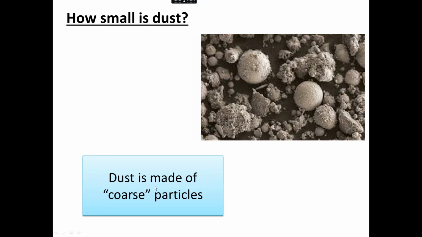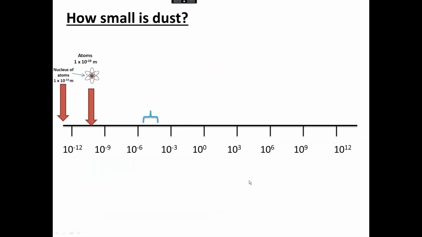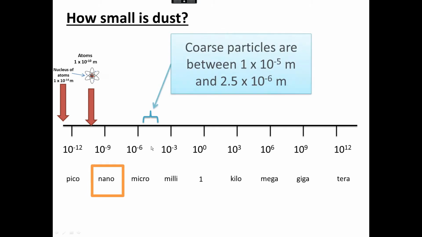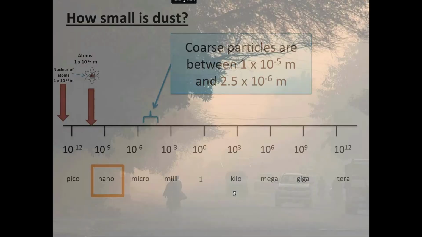Well, dust is a type of particle called coarse particles. There are other coarse particles. Dust is one example. And that has the scale of around about 1 times 10 to the minus 5 meters. So we say that coarse particles are between 1 times 10 to the minus 5 meters and down to about 2.5 times 10 to the minus 6 meters. Right, so the largest size is 1 times 10 to the minus 5, and the smallest size is 2.5 times 10 to the minus 6.